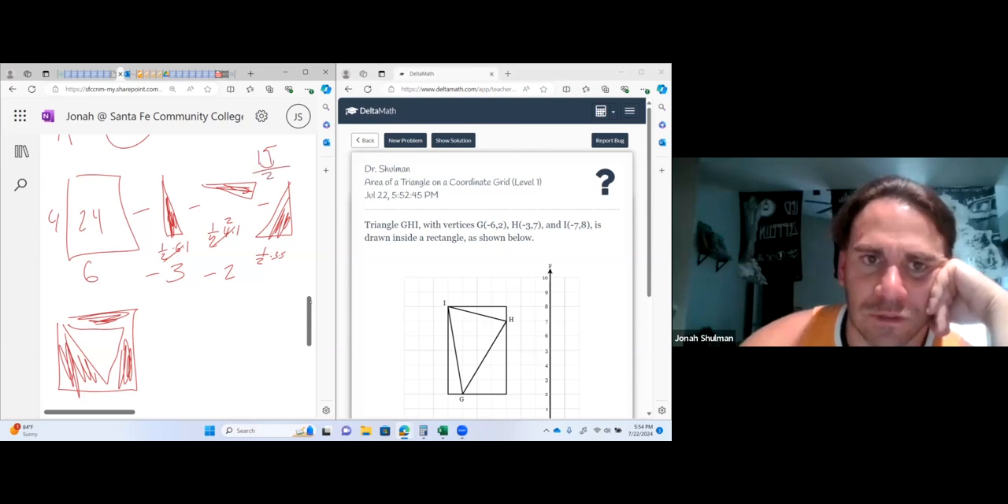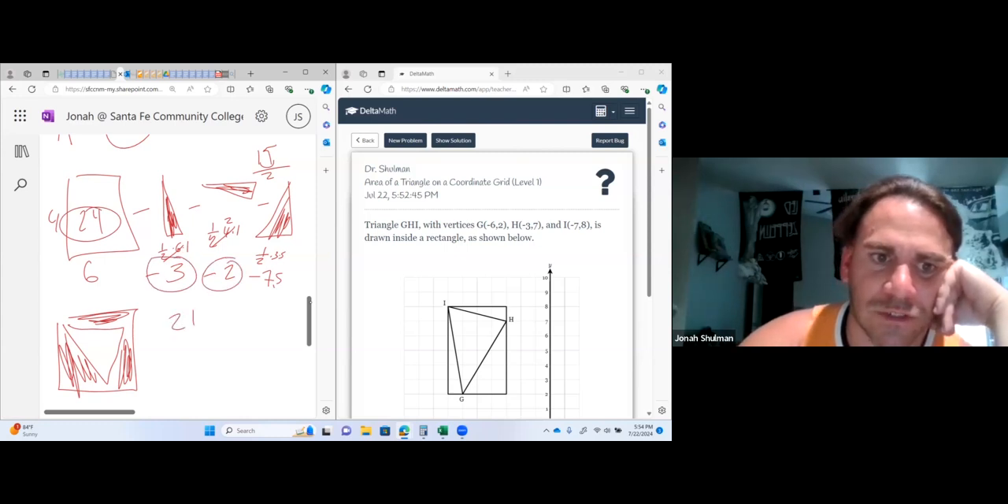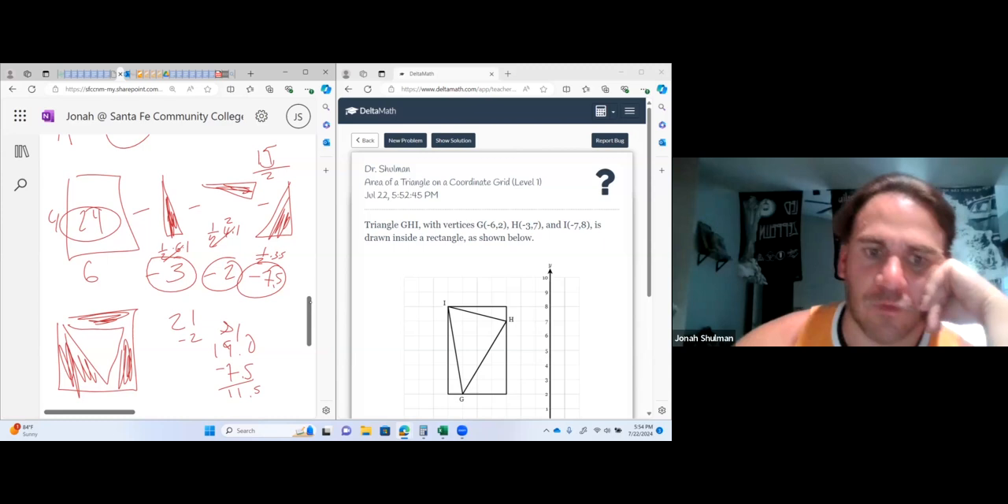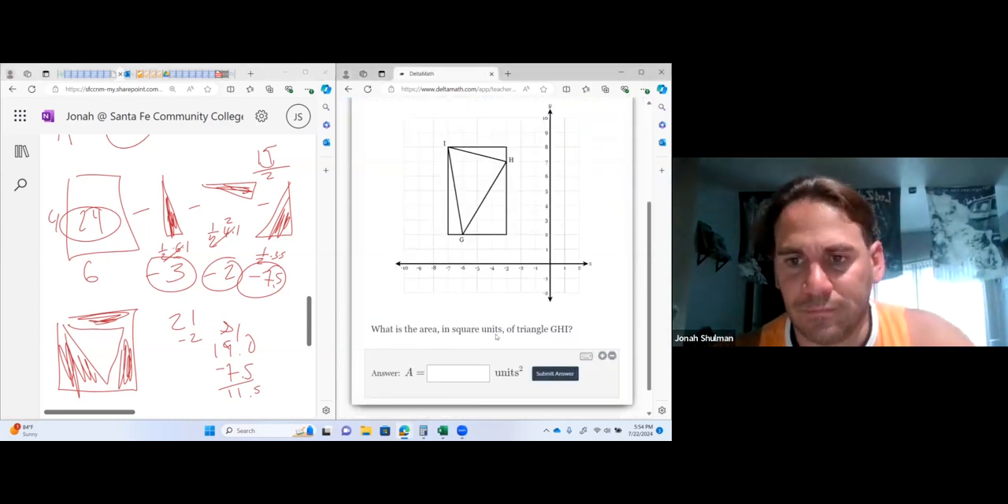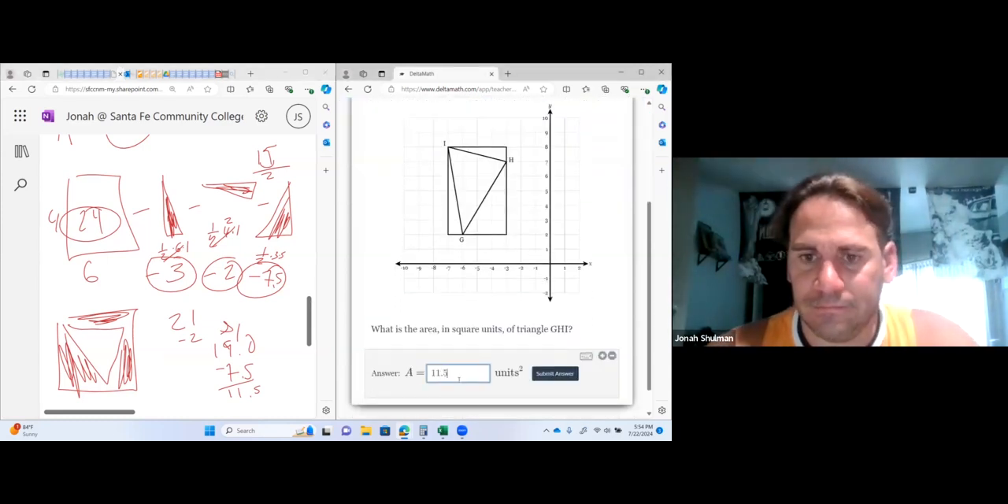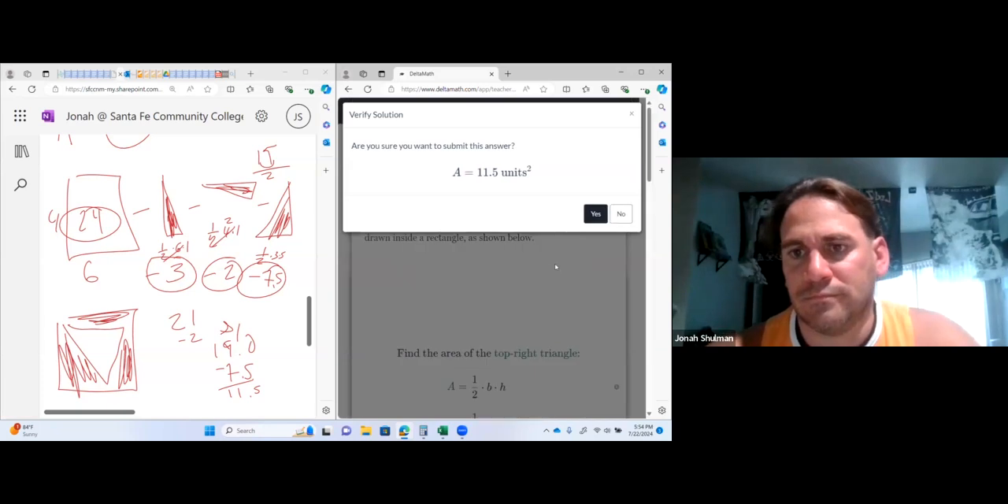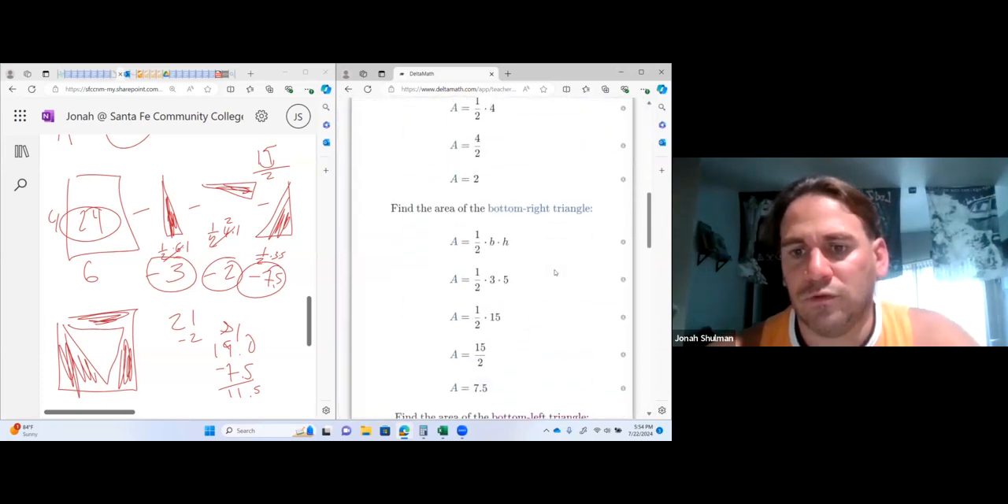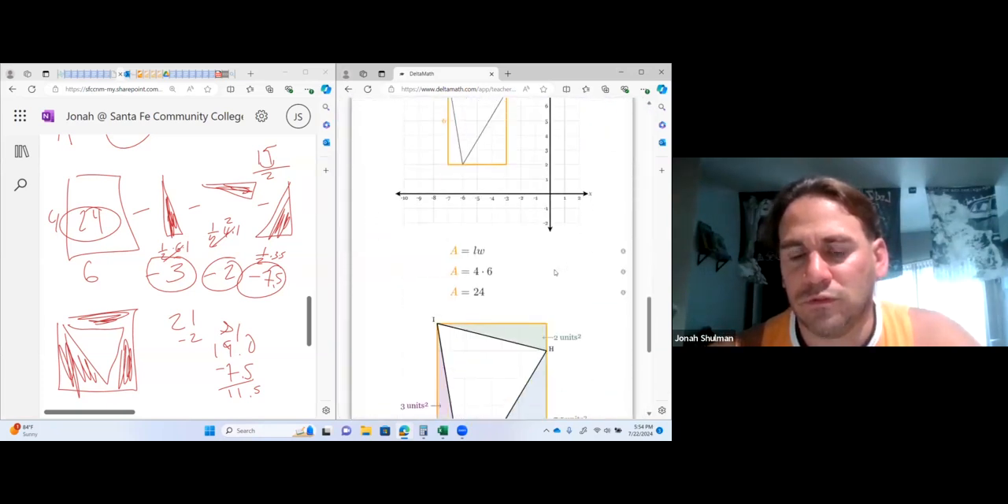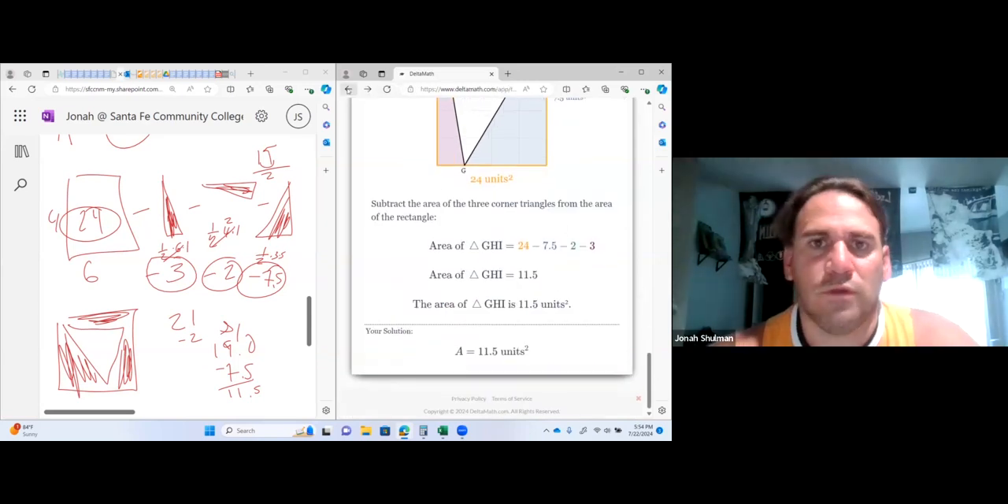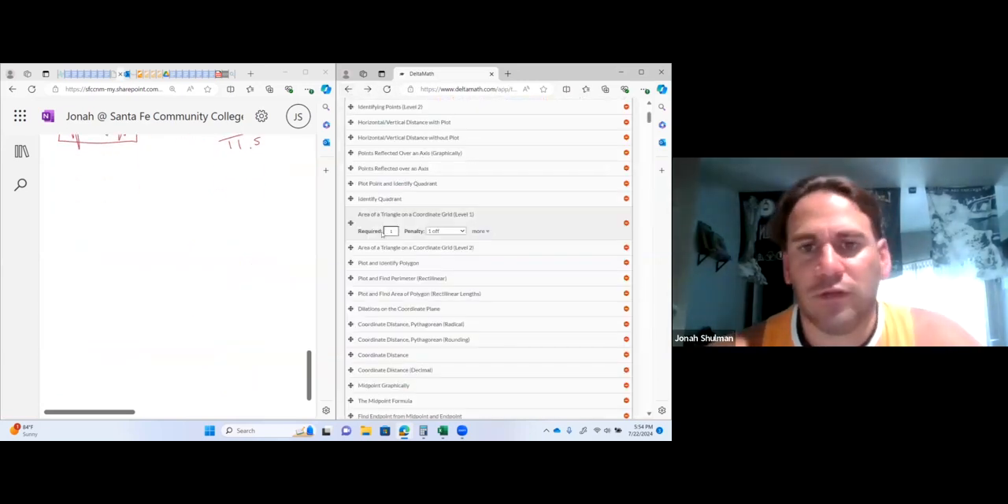15 divided by 2 is 7.5. So we're left with 24 minus 3 is 21. 21 minus 2 is 19, and 19 minus 7.5. That's 5. It's 11.5. Ta-da! Beautiful, beautiful, beautiful subtraction. So you're gonna get one like that. I forgot you have to subtract.